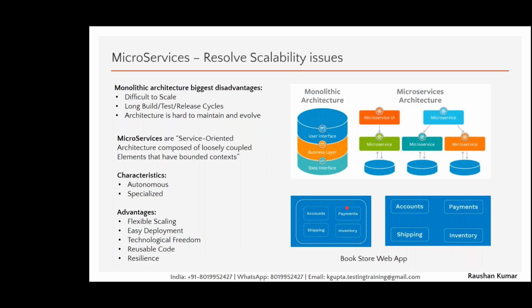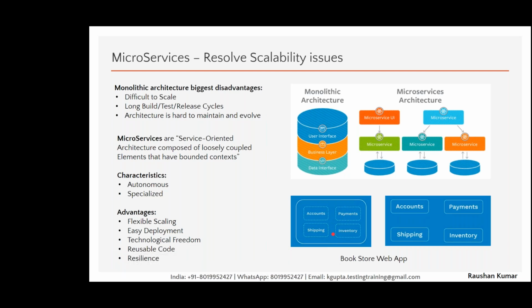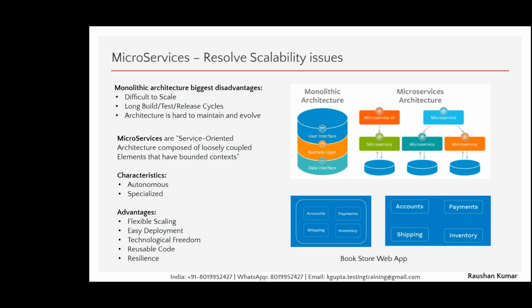Scalability is again a problem. Suppose there is a functionality like payment or shipping, and suppose shipping needs more resources because there are more user hits on the shipping module. I would like to increase the capacity, the resources, for the shipping module, but I cannot do that. I have to increase the entire application stack. I have to increase the application server resource itself. I cannot increase the capacity of the shipping module itself. So these are a few disadvantages of the monolithic application, and that's where we come to the microservice architecture.